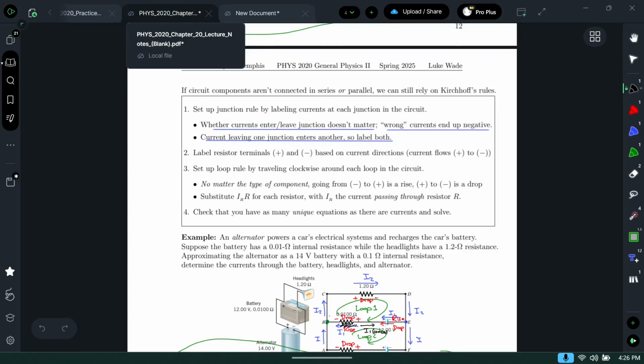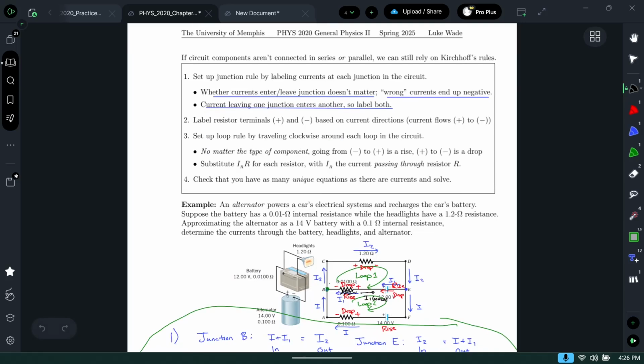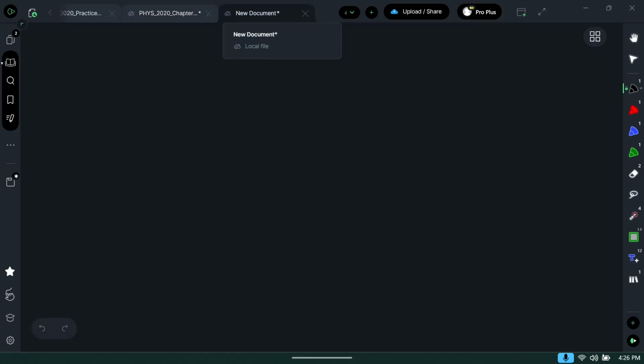Step 3, set up the loop rule by traveling clockwise around each loop in the circuit. No matter what I see, if I walk from negative to positive, I call it a rise, positive to negative is a drop, and then the next bit, use IR if I run into a resistor, because that's how I get the voltage across it.